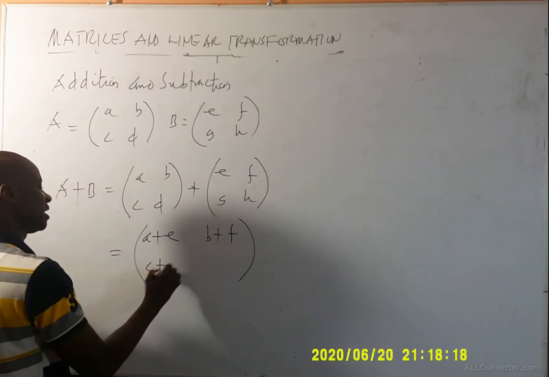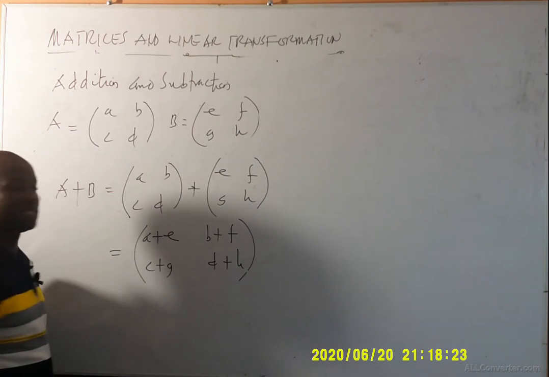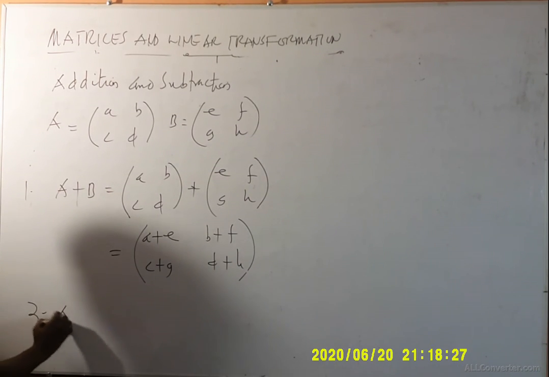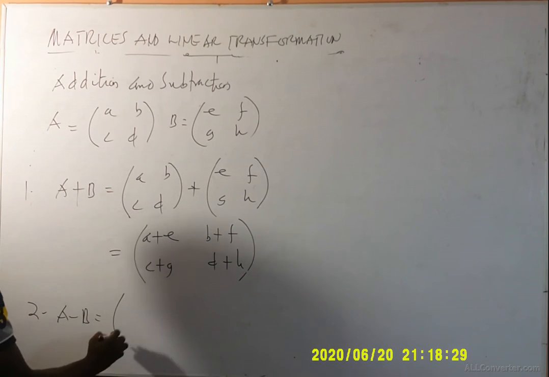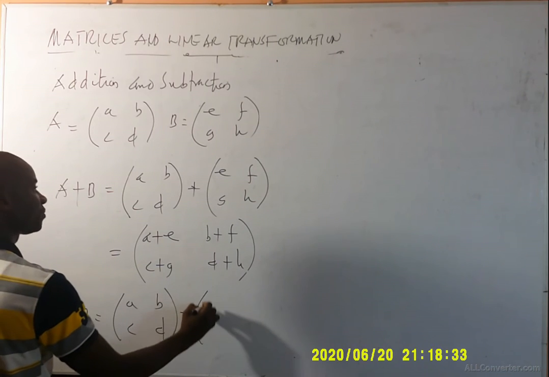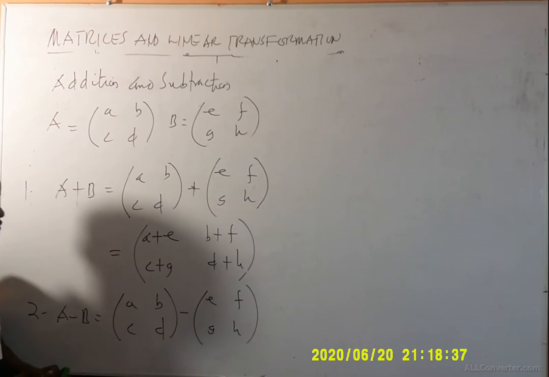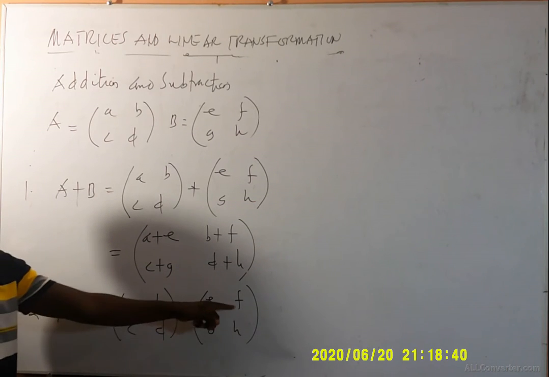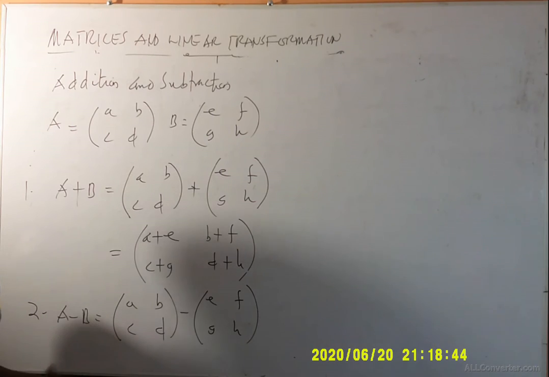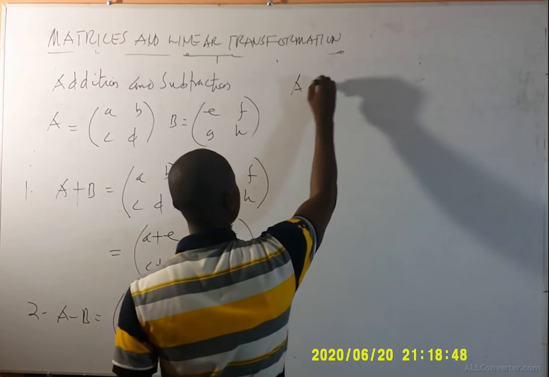Then we have C plus G, then we have D plus H. So in general, that is how we add matrices together. And now, if you have A minus B, then it means that you are subtracting the matrices. So we have A, B, C, D minus E, F, G, H. So this one too, you subtract E from A, F from B, G from C, and H from D. In general, that is how we subtract and add matrices together.